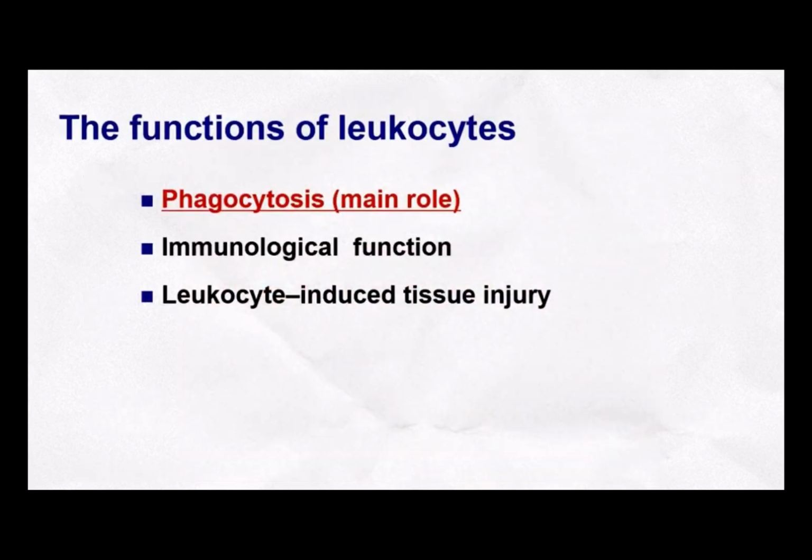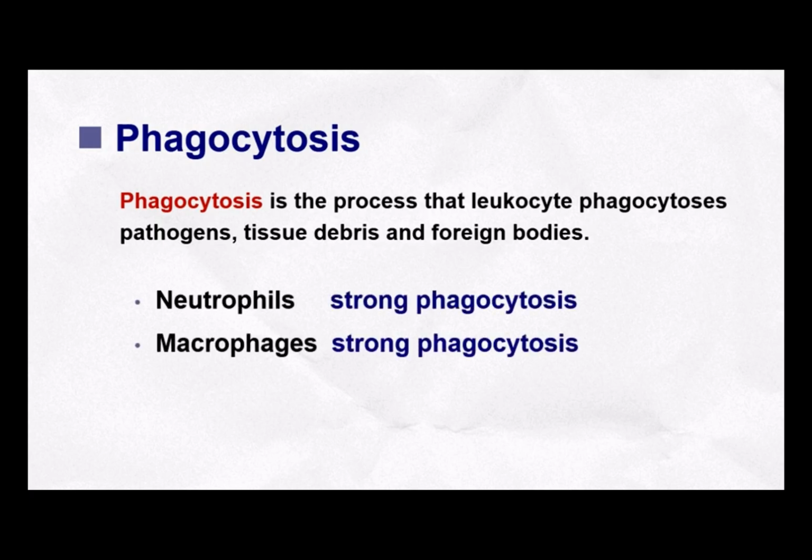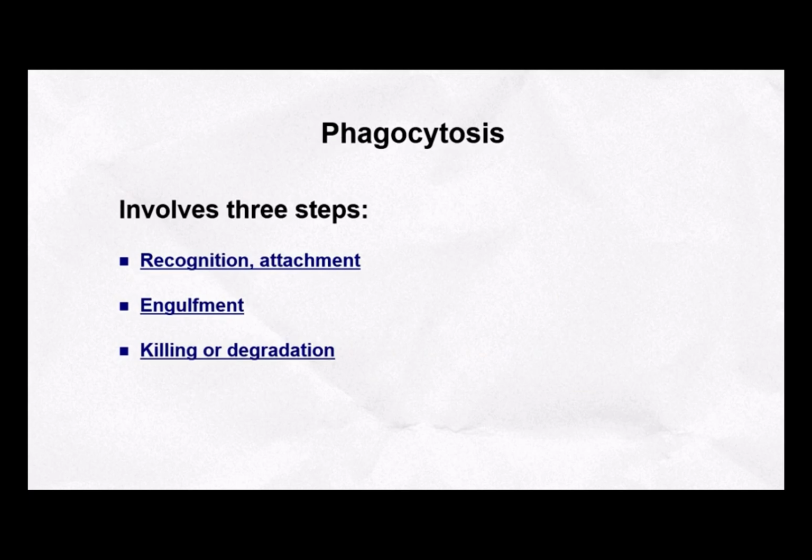The functions of leukocytes include phagocytosis, immunological function, and leukocyte-induced tissue injury. Phagocytosis is the process in which leukocytes phagocytose pathogens, tissue debris, and foreign bodies. Both neutrophils and macrophages have strong phagocytosis, and eosinophils have weak phagocytosis. Leukocytes immigrate to the site of inflammation, engulf and phagocytose bacteria and other organisms, then kill or degrade the pathogen and tissue debris. It's a multi-stage process.